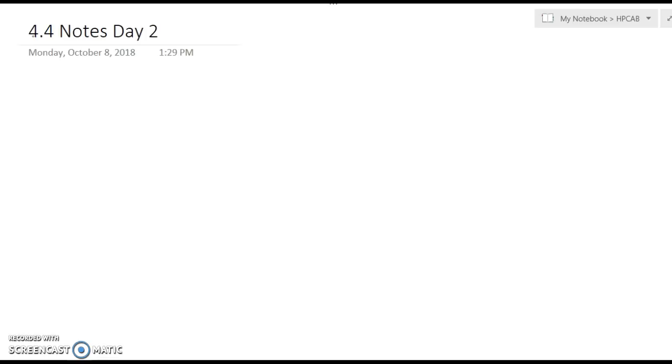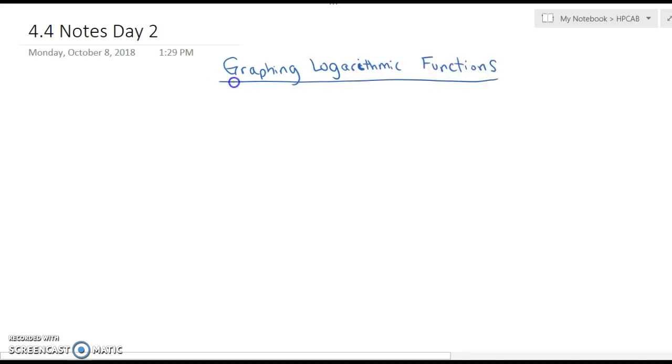Okay, so we started talking about logs on Friday. We're going to do graphing logs a little bit today. We already graphed exponential functions, and now we're going to be graphing logarithmic functions. And we'll see what those look like. All right, so if you remember when we did exponential functions, which are the inverses of log functions, we had something like y equals 2 to the x.